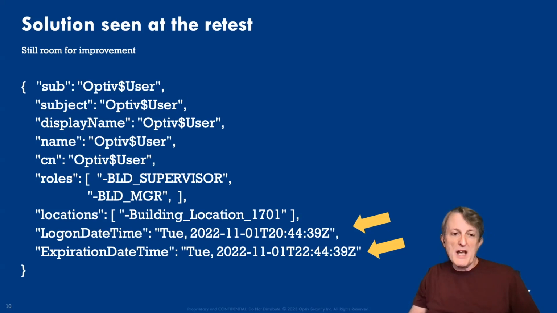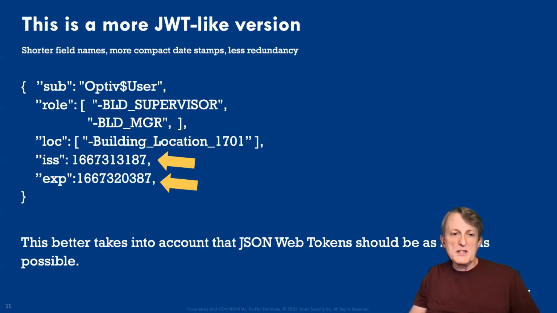But one of the things I would point out, and I think I pointed this out to the client, is that you don't want to criticize people in the way they write their code. If they want to write code that looks like this, then fine. But a JWT written to the way the specification is written would look more like this. Okay, I'm not sure why they had to have Optiv $user like 4 or 5 times in there. Role and location is the same, but you notice here I've got my issue date is just a Unix timestamp, and it uses the ISS field, and the expiration date is also a Unix timestamp, and it uses the EXP field.